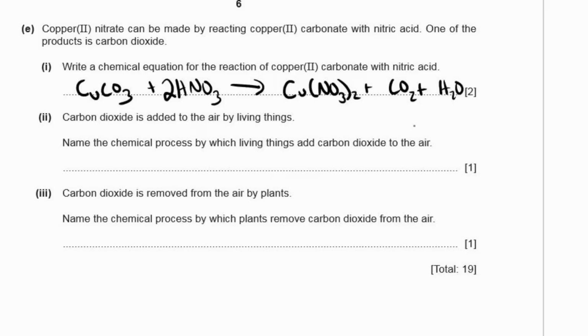Okay, 2. Carbon dioxide is added to the air by living things. Name the chemical process by which living things add carbon dioxide to the air, and that is respiration. Okay, and 3. Carbon dioxide is removed from the air by plants. Name the chemical process by which plants remove carbon dioxide from the air. Well, the opposite reaction to respiration is photosynthesis.